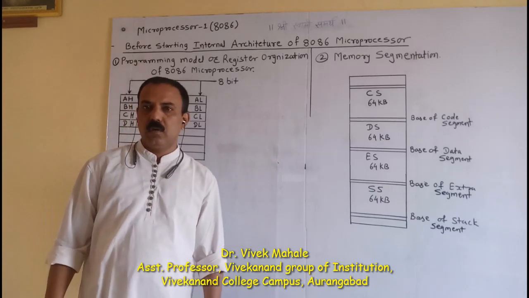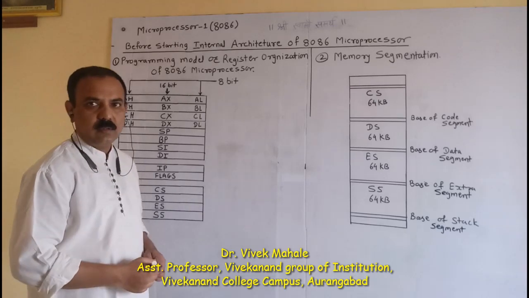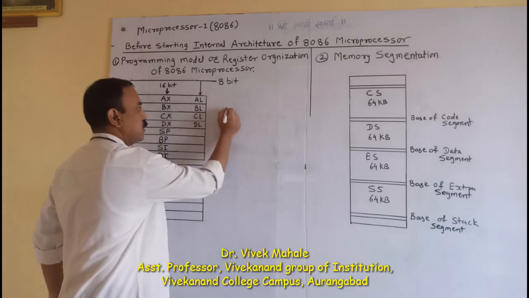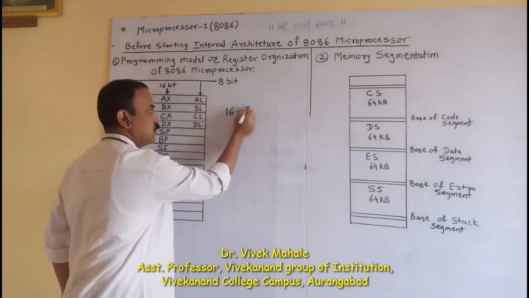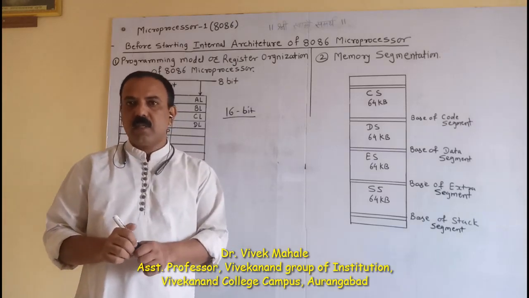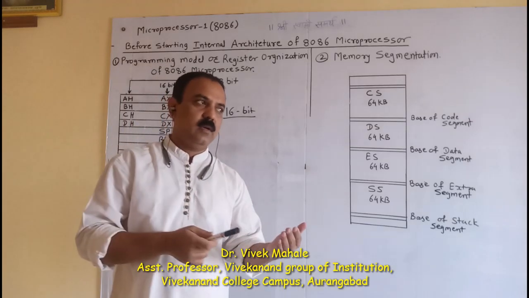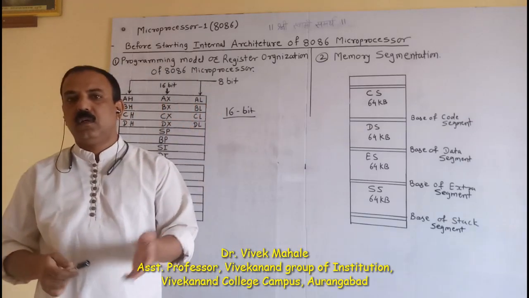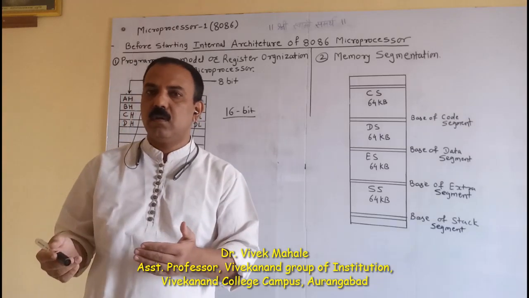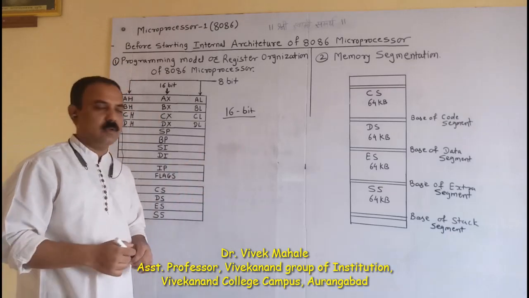Hello students, today we are starting the Intel 8086 microprocessor. The Intel 8086 microprocessor is a 16-bit microprocessor. 16 bits means that its arithmetic logical unit, internal registers, and most of the instructions are designed to work on a 16-bit word. That's why it is called a 16-bit microprocessor.